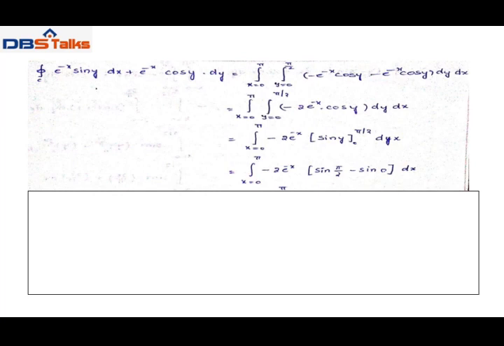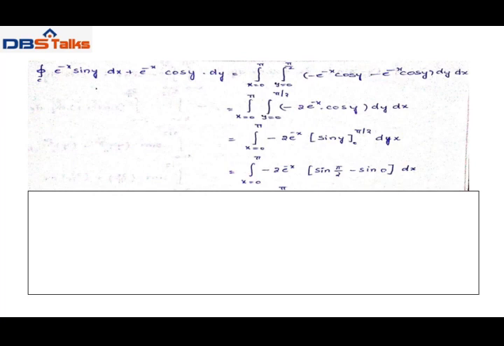So the integral from 0 to π of minus 2 e^(-x), then substitute the upper limit π/2 and lower limit 0, that is sin π/2 minus sin 0. sin π/2 is 1, sin 0 is 0. So 1 minus 0 equals 1. Minus 2 is a constant, so we write it outside the integral: minus 2 times the integral from 0 to π of e^(-x) into 1 dx.